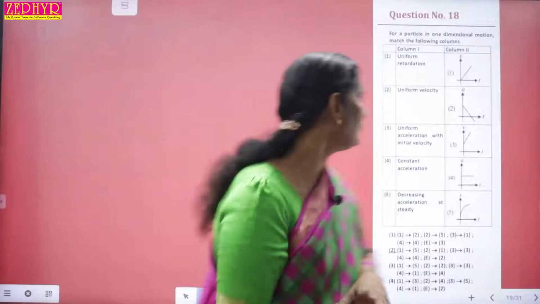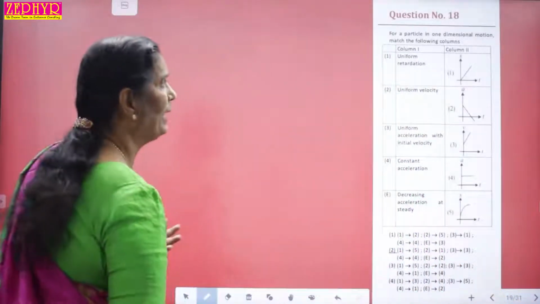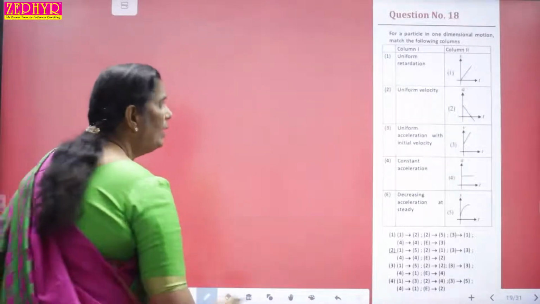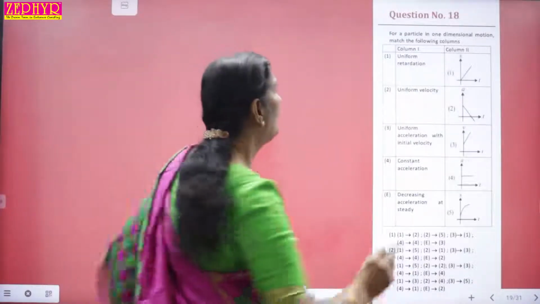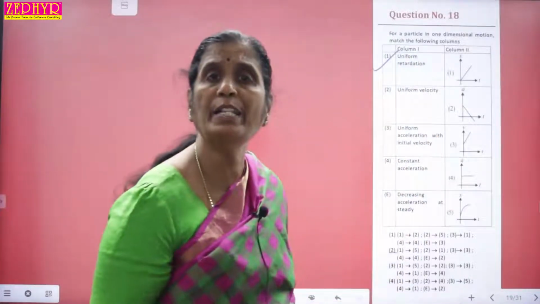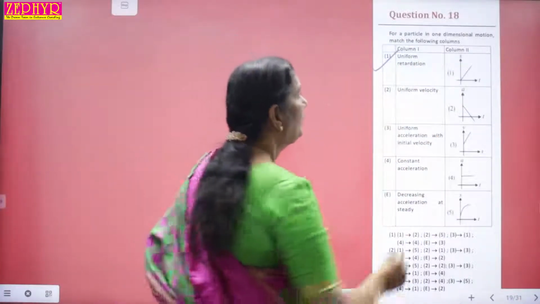After that, match the following. Match the following, very carefully we have to do. Come on. Uniform retardation means negative acceleration.